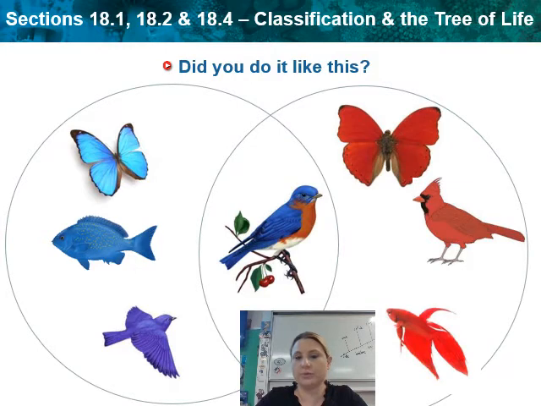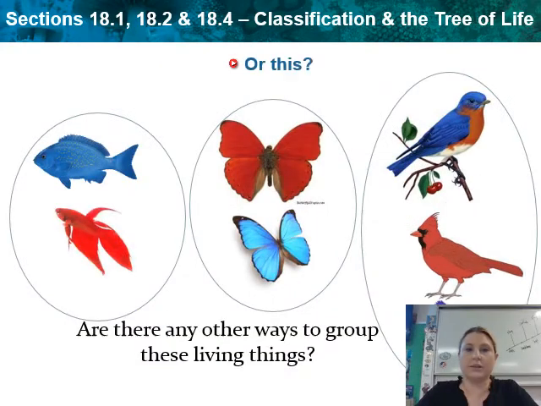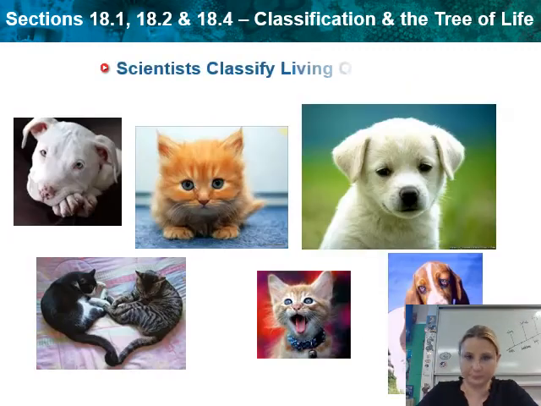Did you put the blue ones together, the red ones together, the one that's red and blue kind of in the middle? You could have done it like this: fish, butterflies, birds. You could have also done flying animals and swimming animals. So there's multiple ways you could classify these different organisms. And again, we do this every day with all sorts of different groupings of things without even realizing it.